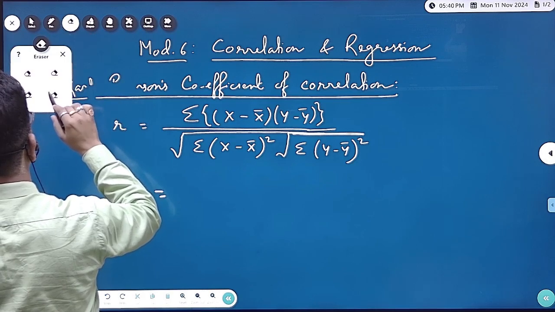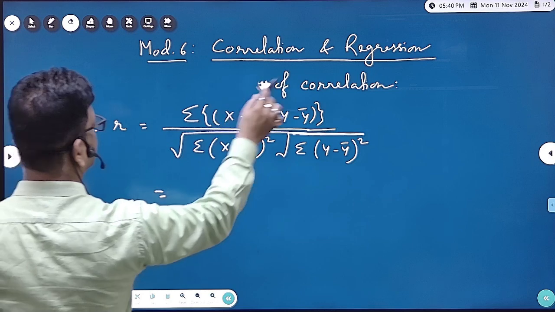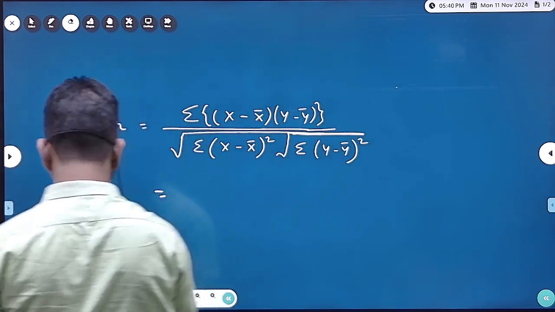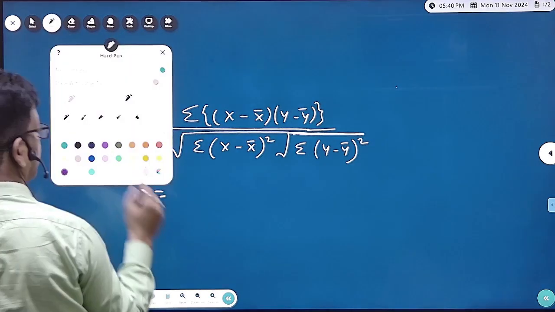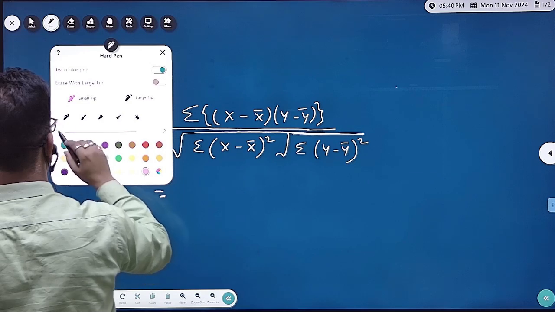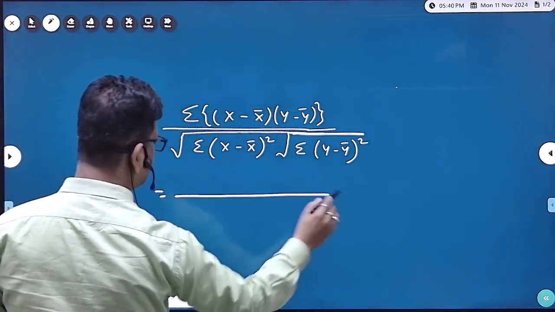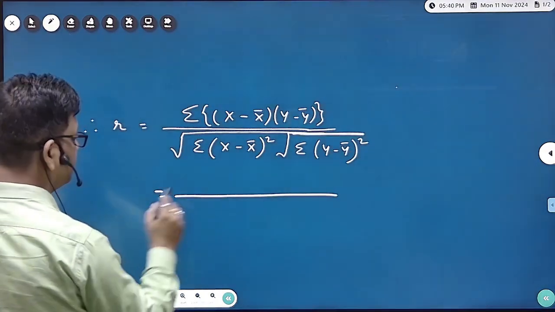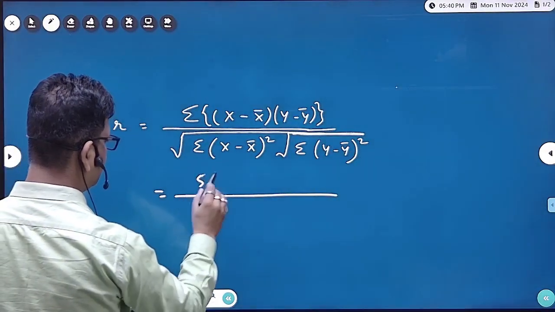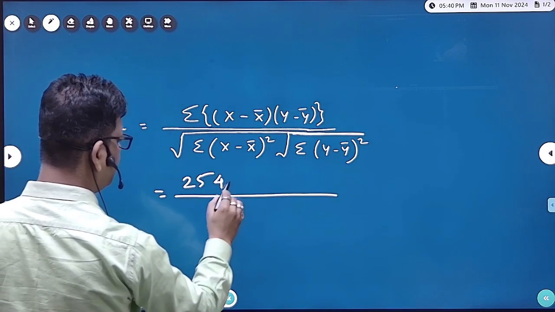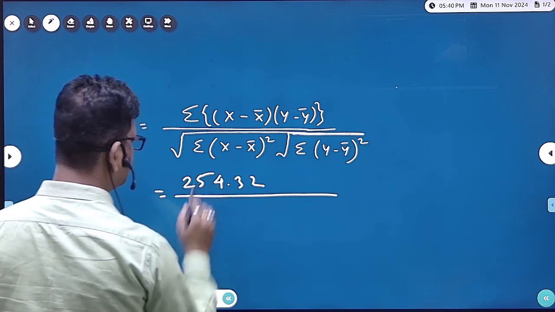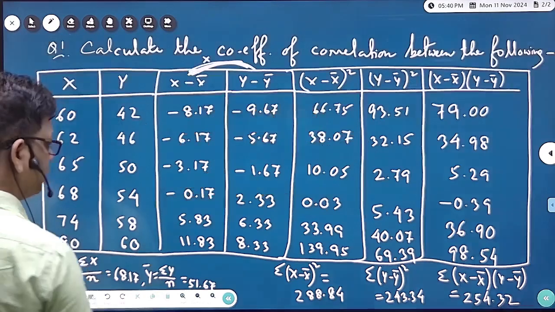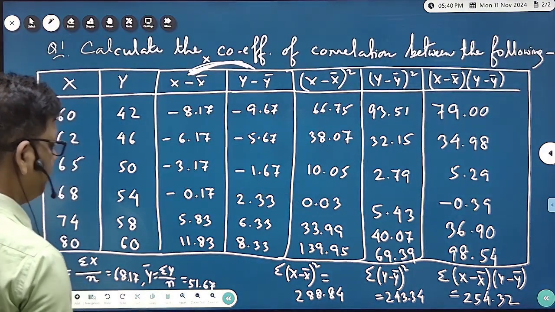Okay. So therefore, right, therefore R equal to, this is the question, yes or no? Therefore R equal to, so this number, how much you got? 254.32. So 254.32. Look at this. Summation of (x minus x bar) whole square. You got 288.84.